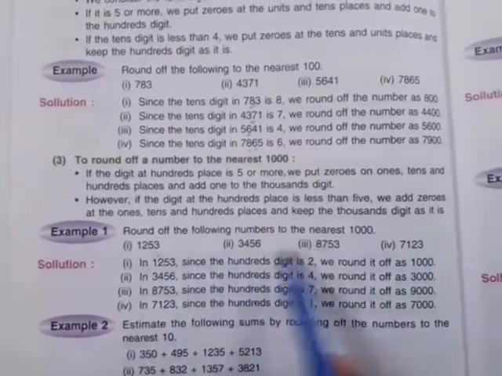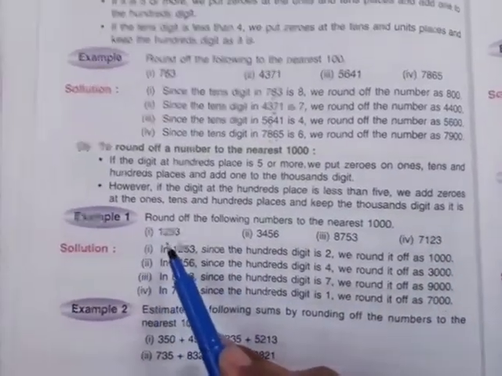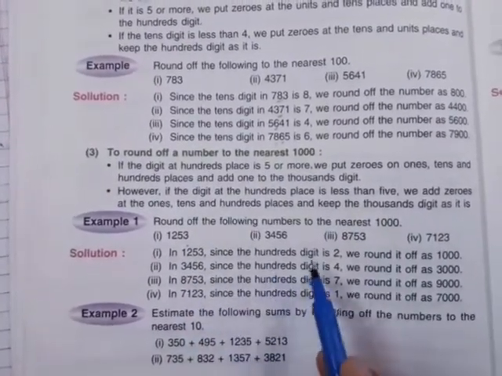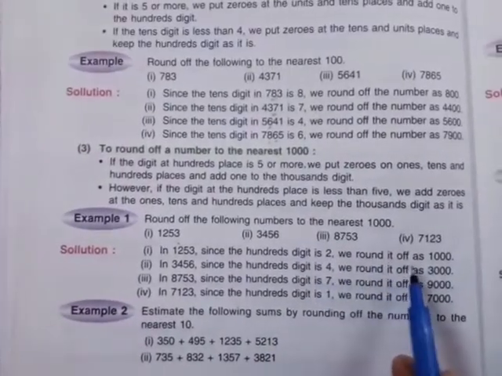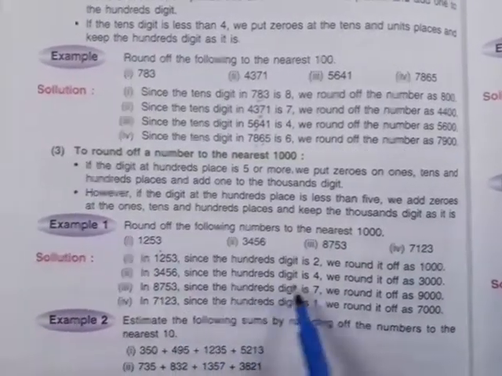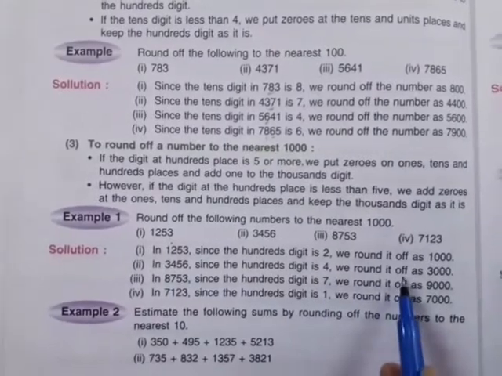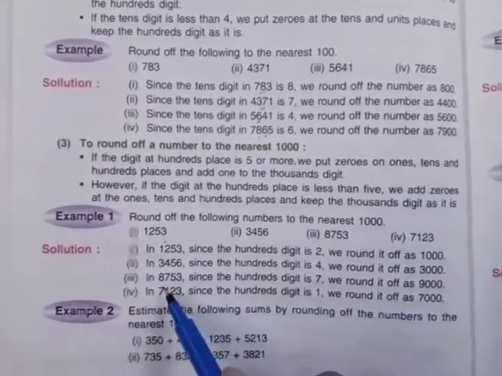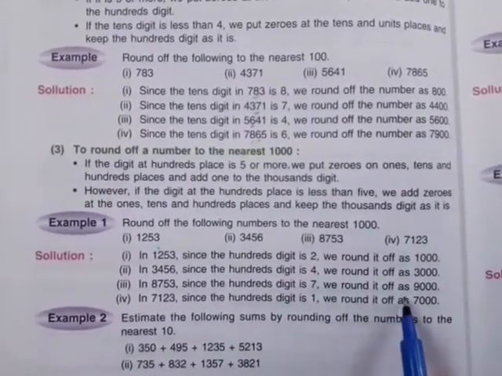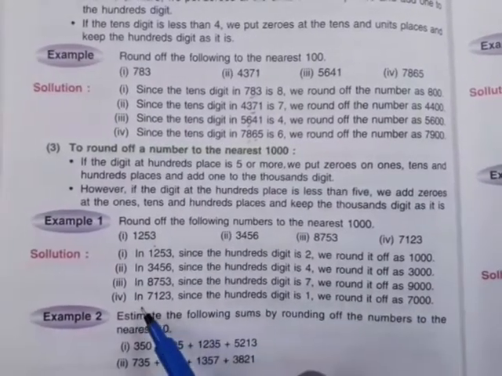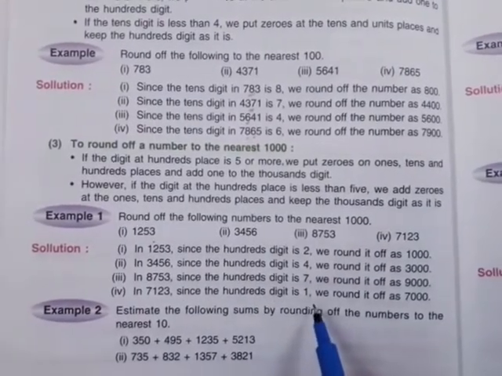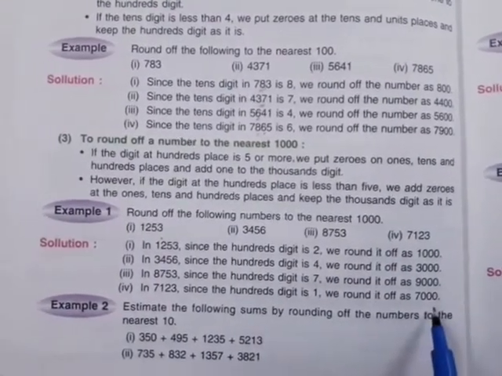Now these 4 questions I have already explained. The first one, 1253: since the hundreds digit is 2, we round it off as 1000. In 3456, since the hundreds digit is 4, we round it off as 3000. In 8753, since the hundreds digit is 7, we round it off as 9000. In 7123, since the hundreds digit is 1, we round it off as 7000.